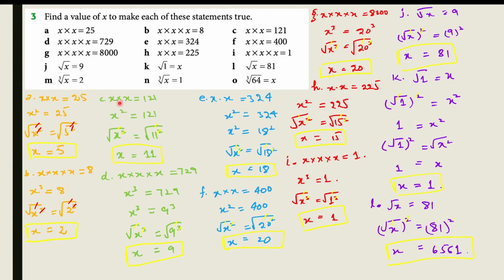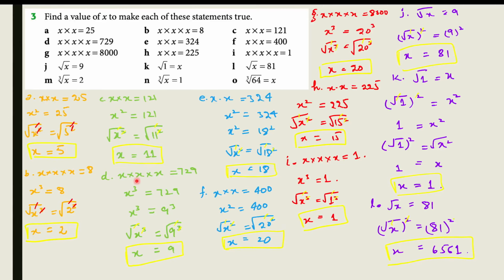The next equation is x multiplied by x is equal to 121. So we first write it in the exponent form, which will become x squared is equal to 121. Now to find the value of x, we take the square root on both sides. This helps us to undo the square, and we get x is equal to 11. We know that the square root of 121 is 11. So when the square gets cancelled with the root, we get x is equal to 11.